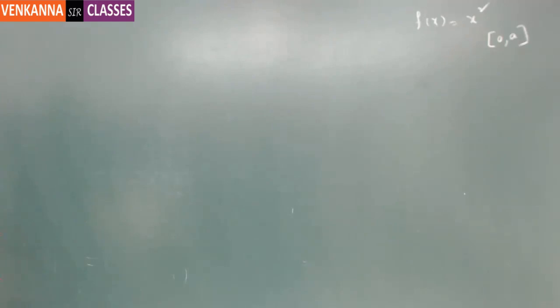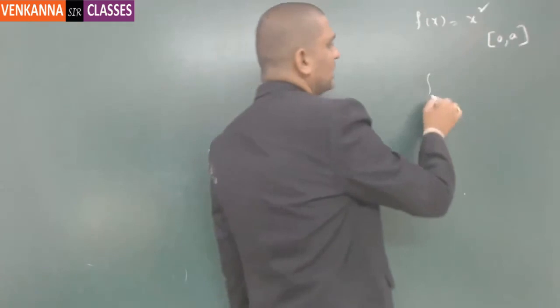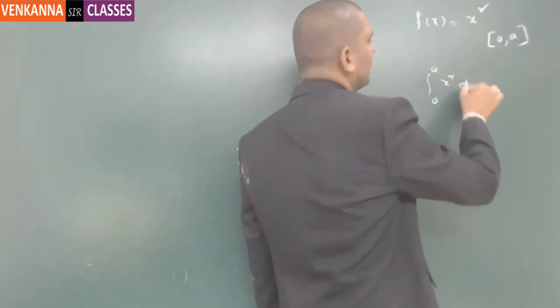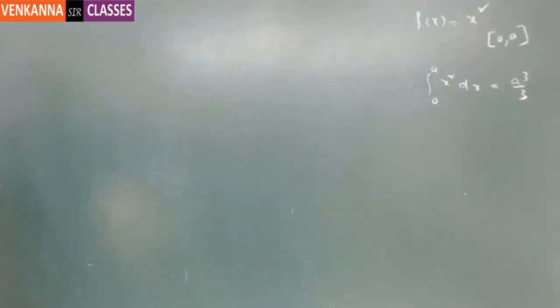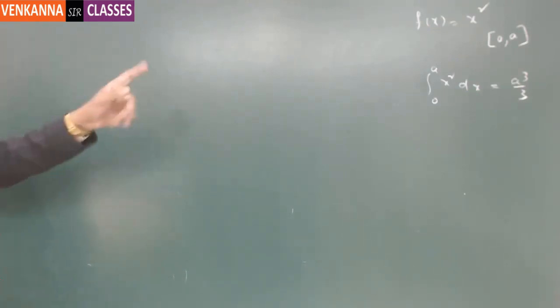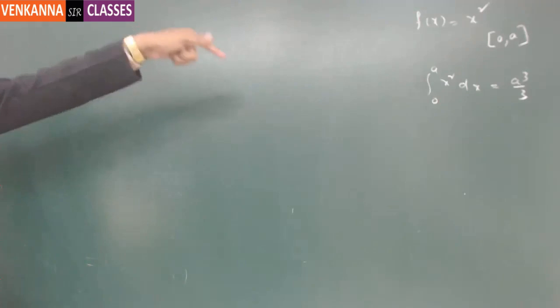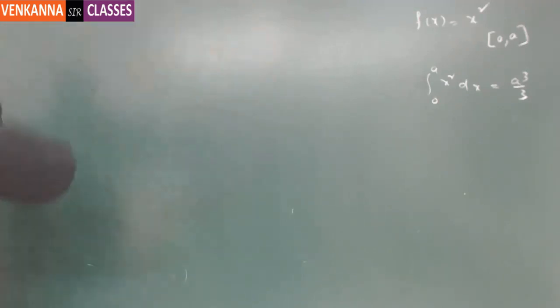And obviously the answer is known to us, because if we calculate integral 0 to a x square dx, it is nothing but a cube by 3. Accepted by doing our integration, the plus 2 formula. Now using the definition of Riemann here, theoretically you are proving that the integration value is a cube by 3 by considering a partition. Fine. Now let us do it.